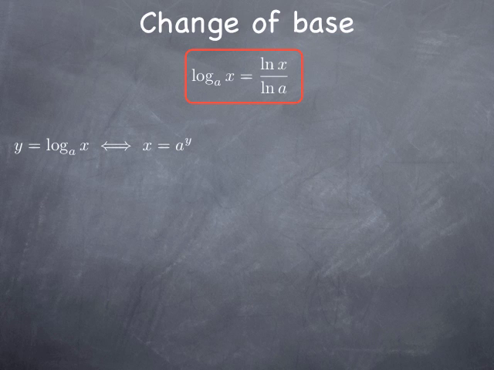And then, because I want to express that in terms of natural logs, I'm going to take the natural log on both sides of this equality. I get natural log of x is the natural log of a to the y. And we know that for the natural log, one of the logarithmic laws is that if I have natural log of a power, I can pull out the exponent as a multiplicative constant in front. So this is just ln of x is equal to y multiplied by ln of a. But what I want is to express y, so I just solve for y and I get ln of x over ln of a. But y was really just log of base A of x. So that establishes our formula.